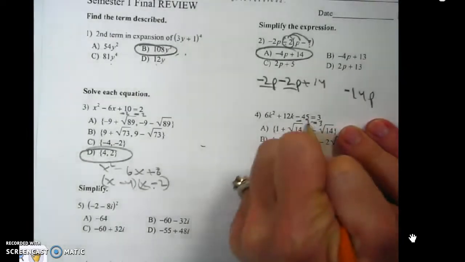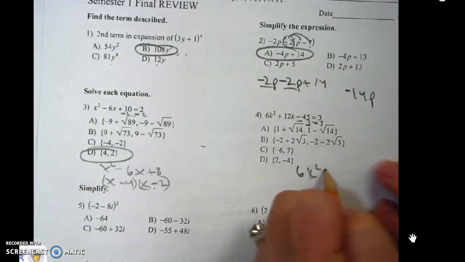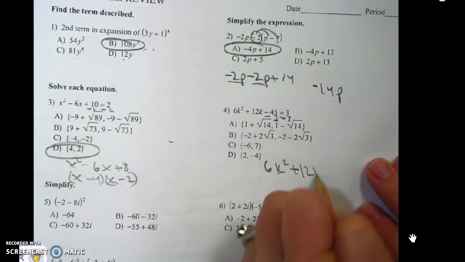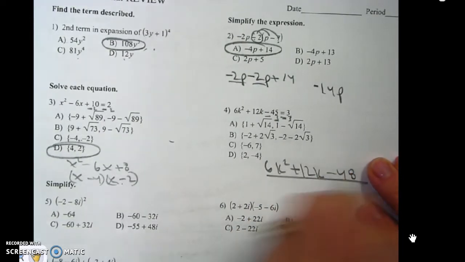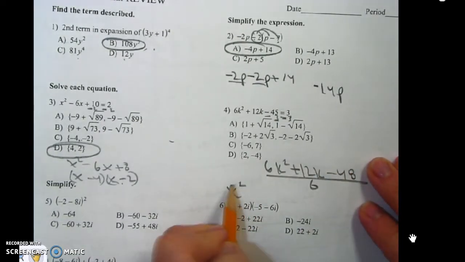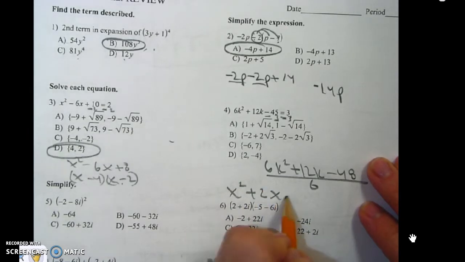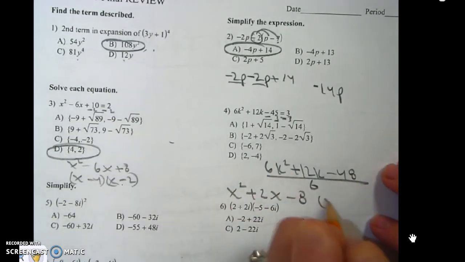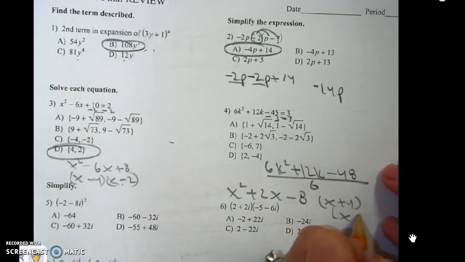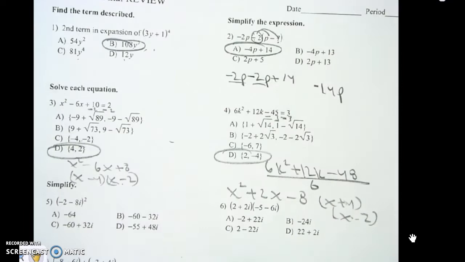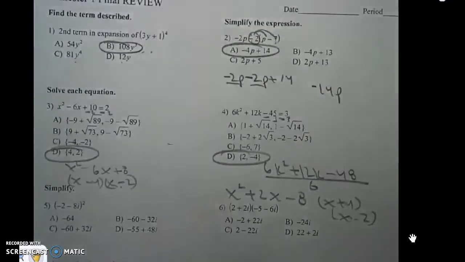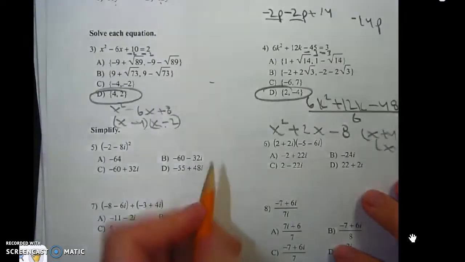Subtract 3. I get 6k squared plus 12k minus 48, divide by 6. I'm just going to make it an x squared plus 2x minus 8. I can factor that. X plus 4, x minus 2, negative 4, negative 2, or positive 2. D is my answer. All right, for number 5, I'm going to box it out.